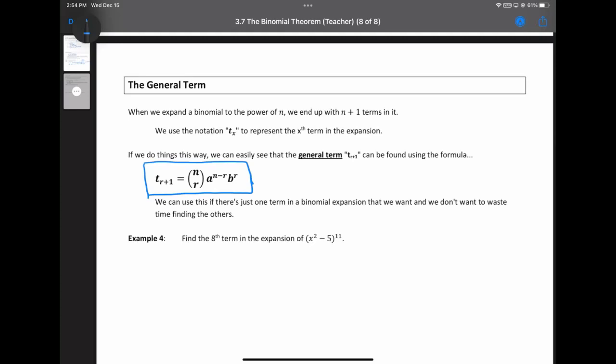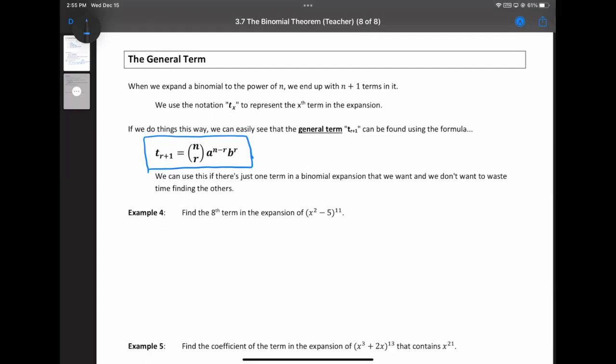And you'll notice it starts off with term r plus 1. The reason for that is because the first term, the one on the left, actually has an r of 0. So when we plug in 0, we get our first term. Okay, so let's see if we can figure this out.